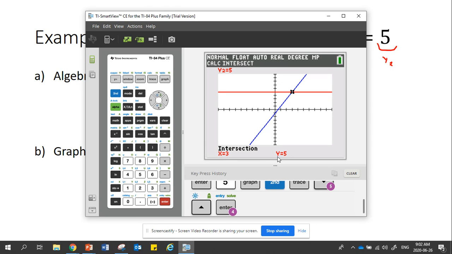Okay, now the thing over here is we really don't care about this y equals 5 part, because the unknown variable in our equation was x. It was x equals 3. So we don't really care about this y equals 5. So solving this one graphically, we want the x value of the intersection point. We get x equals 3.